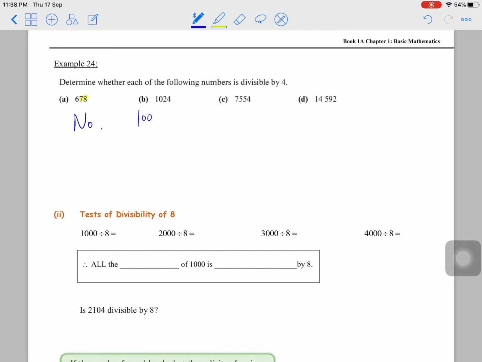Another one, you can split as 1000 and the last two digits, 24. So 1000 must be divisible by 4. 24 is also divisible by 4. So this one is yes.